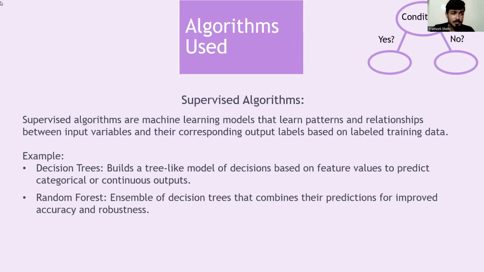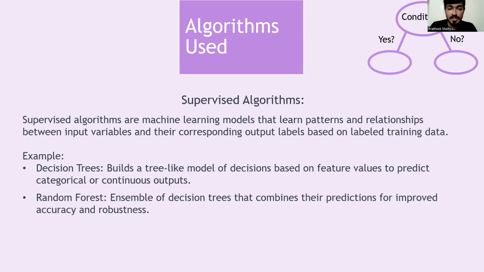Algorithms used. Supervised algorithms. Supervised algorithms are machine learning models that learn patterns and relationships between input variables and their corresponding output labels based on labeled training data. They're used for classification and regression tasks by leveraging known input-output pairs to make predictions on new unseen data. Examples of supervised algorithms are decision trees, which build a tree-like model of decisions based on feature values to predict categorical or continuous outputs, and random forest, which is an ensemble of decision trees that combines their predictions for improved accuracy and robustness.